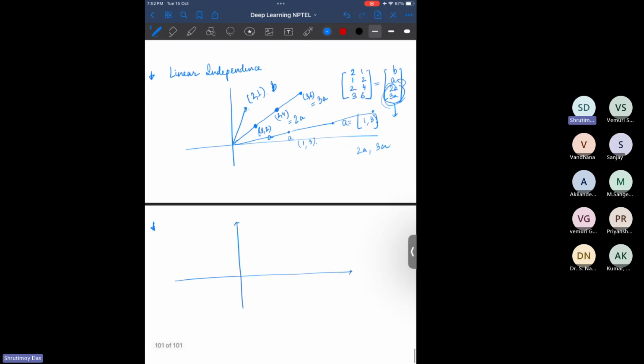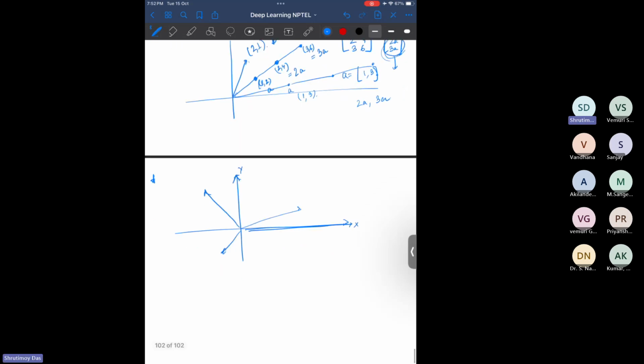So suppose I have some x here, some y here. If I draw any vector, this or this or this, these vectors can be written as a combination of this x-axis and this y-axis, right? So even for matrices, that is the case.